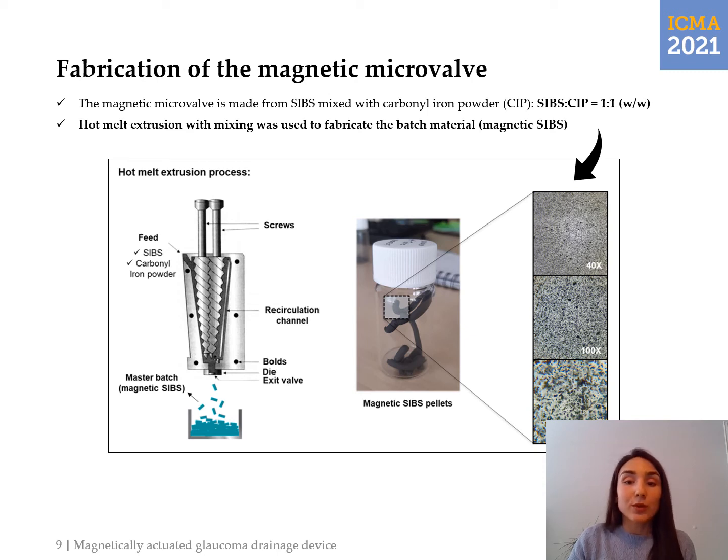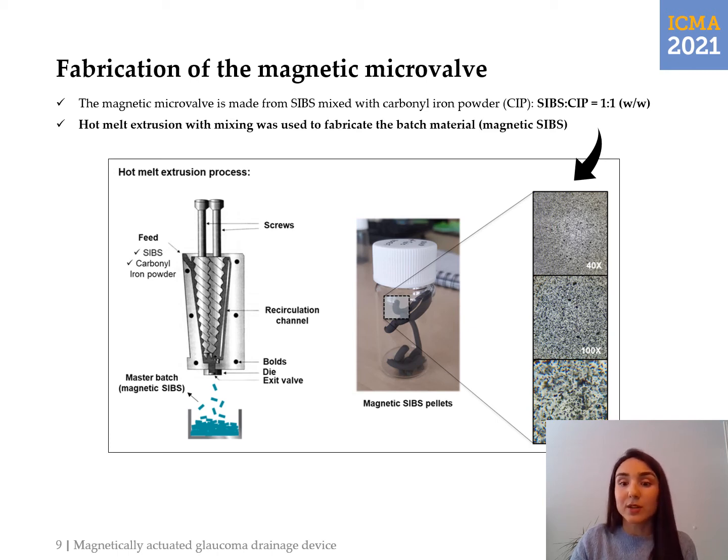So we use a mini twin screw extruder where we feed the SIBS pellets and carbonyl iron powder. We mix these two components for about 10 minutes at 150 degrees, which is the melting temperature of SIBS. And after that, we can extrude the master batch material, our magnetic SIBS pellets, that we can then use, for example, in hot embossing together with a mold to fabricate the micropencil shape that we want. As you can see from the microscopic images, it's possible to conclude that the particles are actually very well dispersed within the SIBS matrix.